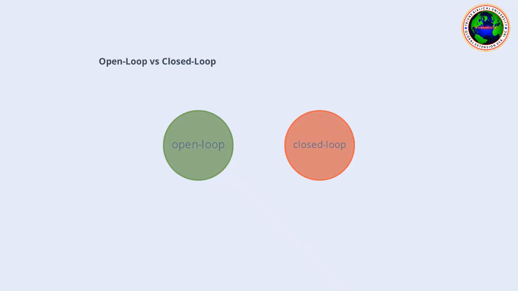It's important to distinguish between open-loop and closed-loop control systems. Open-loop systems act without feedback; they don't check if the desired outcome is achieved. Closed-loop systems, on the other hand, use feedback to monitor and adjust their actions. Most modern robotics systems rely on closed-loop control for better performance and reliability.